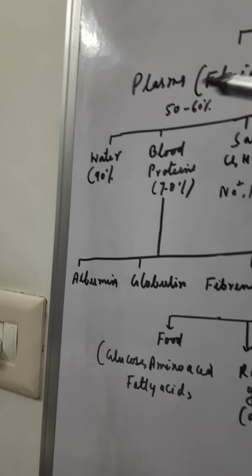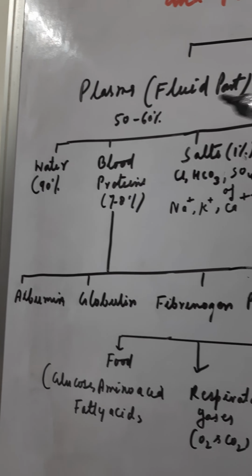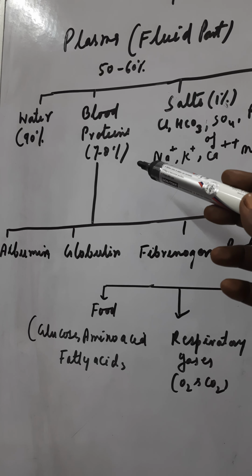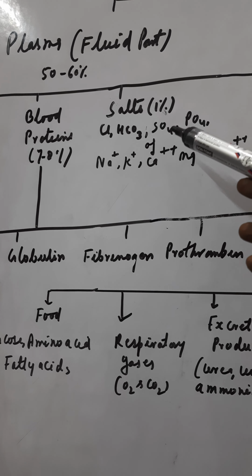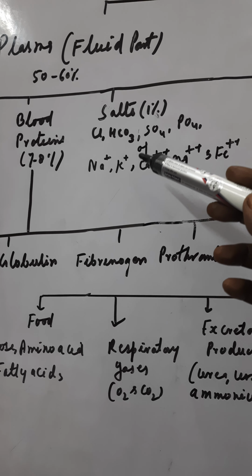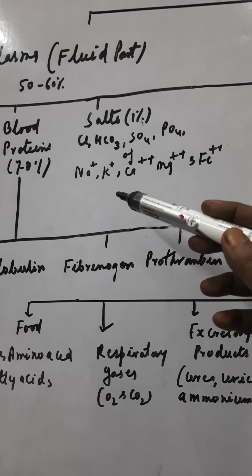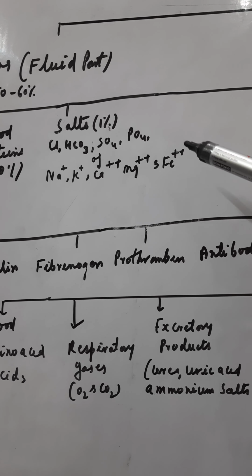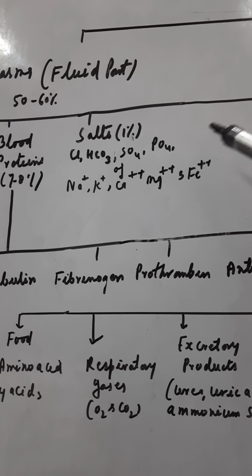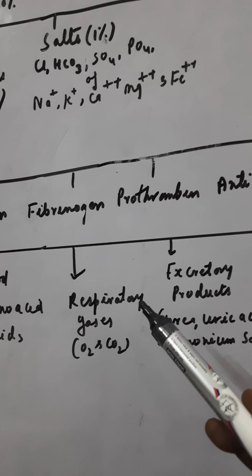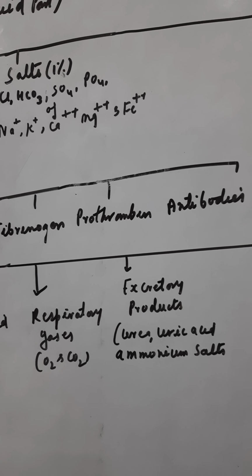Now plasma, which is the fluid part, is about 50 to 60% of the blood, and it contains water, that is 90%, blood protein 7 to 8%, then salts 1% like chloride, bicarbonate, sulfate and phosphate of sodium, potassium, calcium, magnesium and iron. And the other substances are food, respiratory gases, excretory products and hormones.